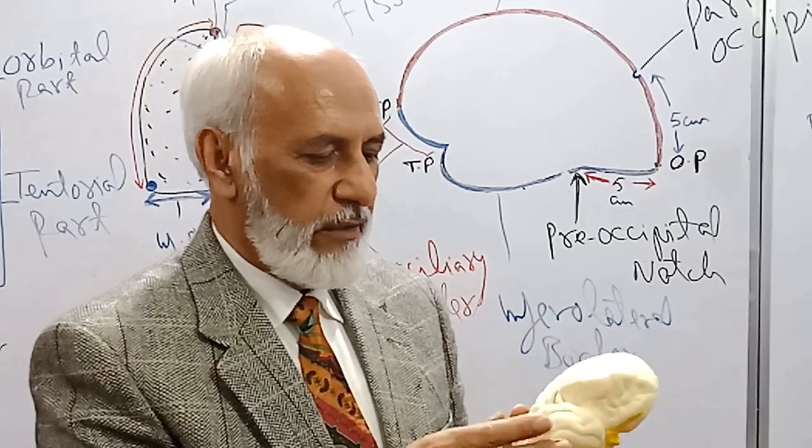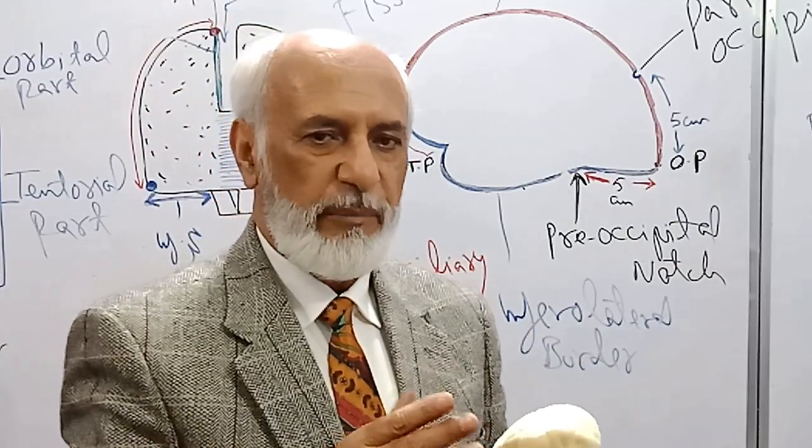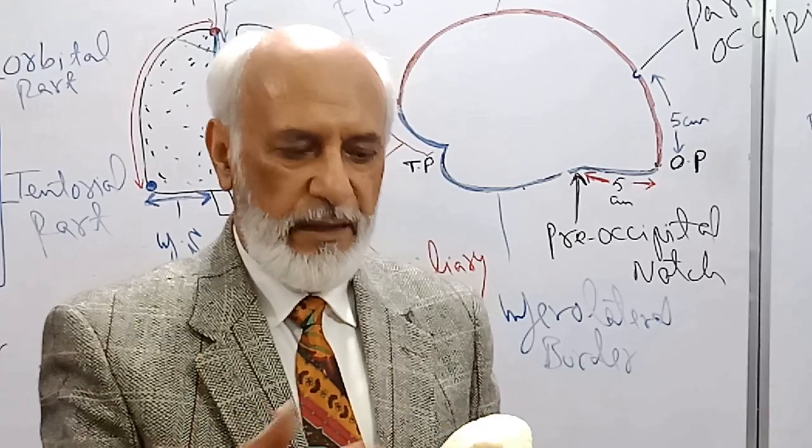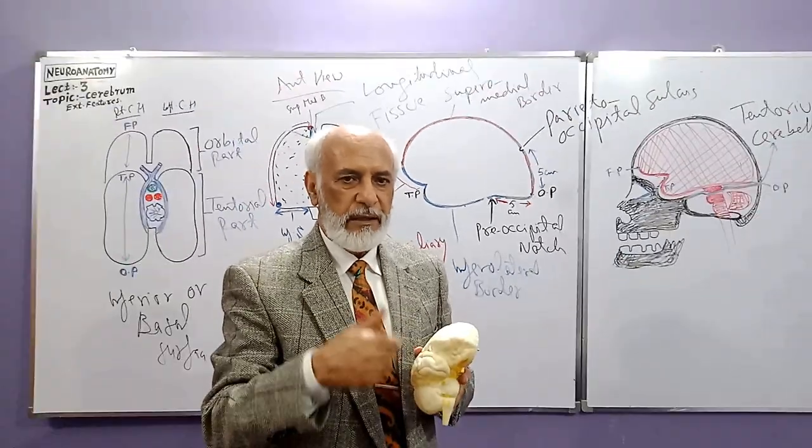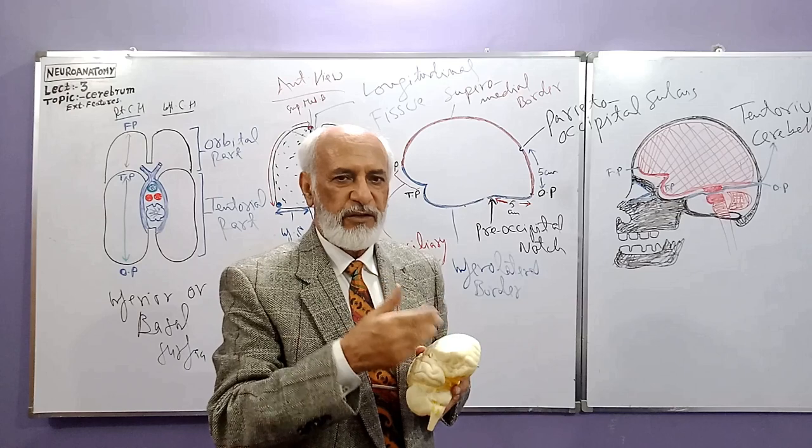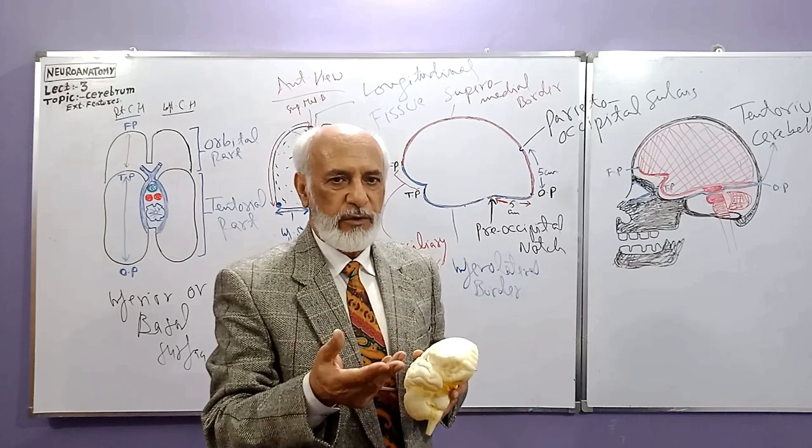So these were surfaces separated by borders, and three poles. And in the next lecture, we will divide each cerebral hemisphere into different lobes.